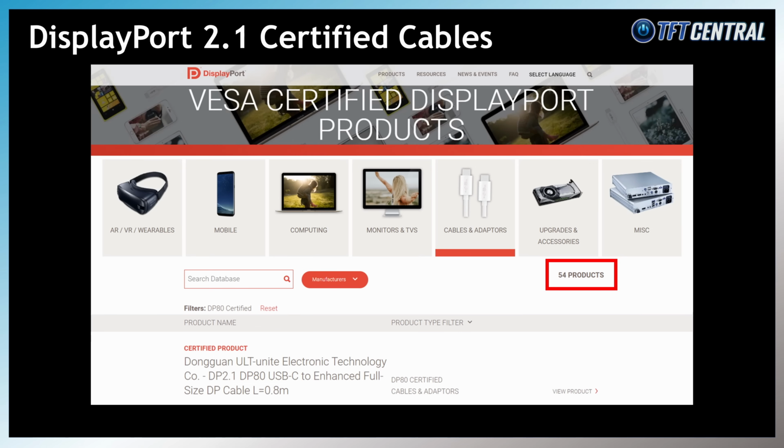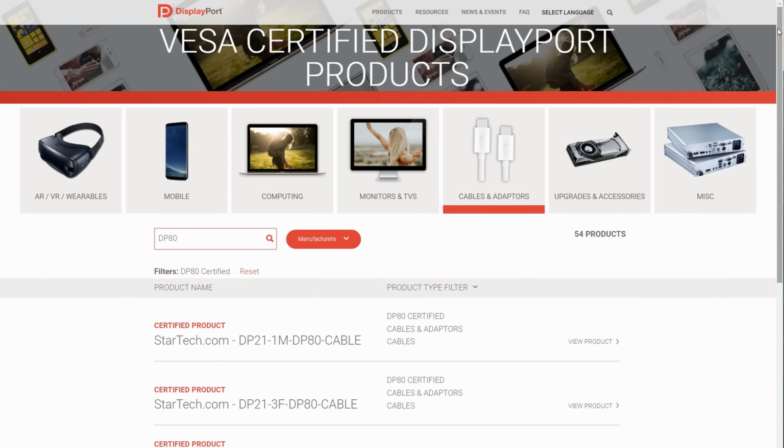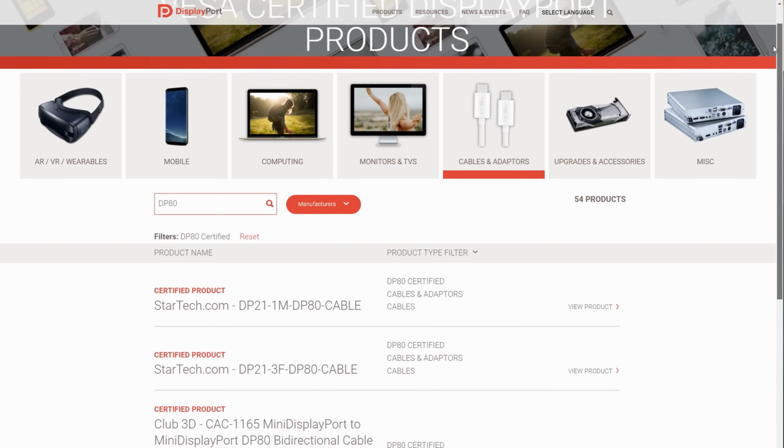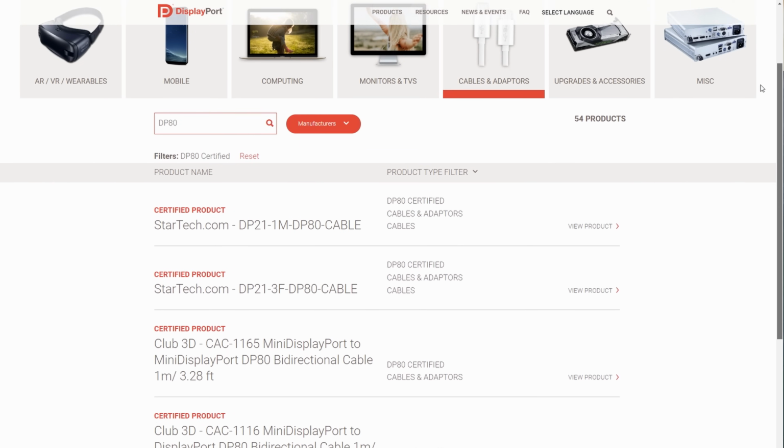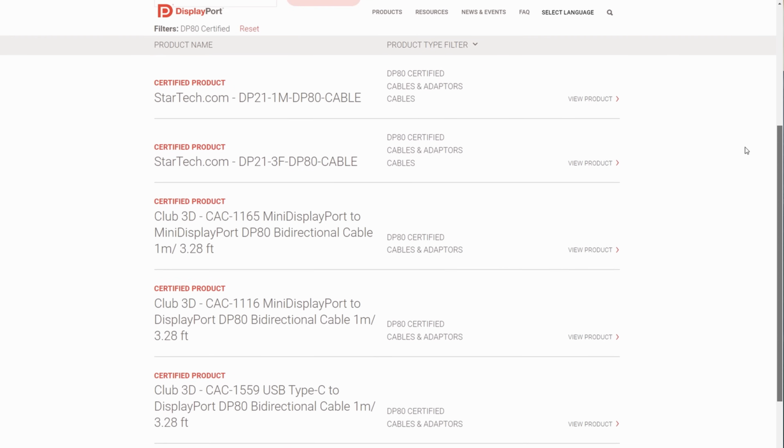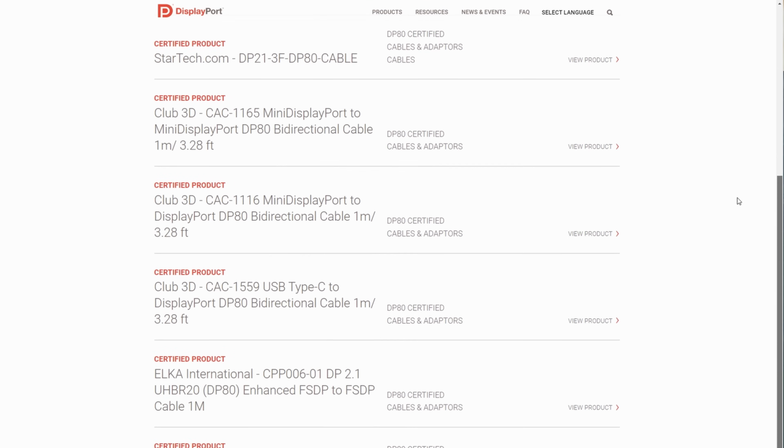Unless your PC is right next to your monitor, like if it's on the top of your desk, it's unlikely that a 1 meter cable is going to be long enough for you. And that makes the adoption of DP 2.1 even more difficult. Right now, on the official VESA page for DP 2.1 cables, there are 54 products which have been certified for full-speed UHBR20 performance and are classified as DP80 cables. Nearly all of them are 1 meter or less in length.